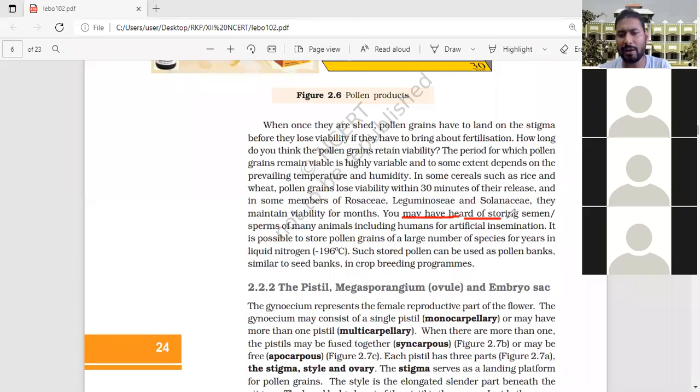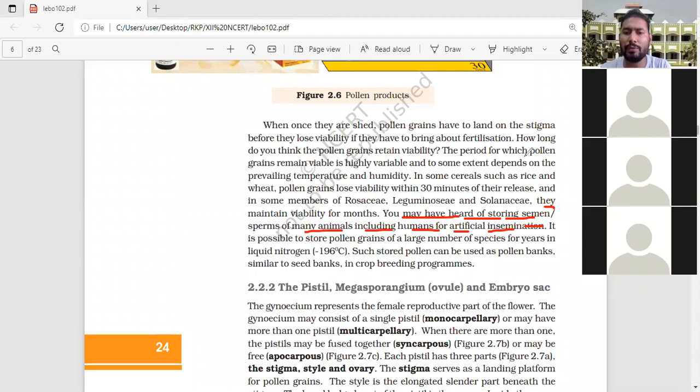You may have heard of storing semen or sperm of many animals, including humans, for artificial insemination. You have already seen in your rural areas, the doctors take a big nitrogen cylinder. In the nitrogen cylinder they put the sperm, and these sperms are used for artificial insemination. These sperms have very long viability because they are put into the nitrogen cylinder, and nitrogen acts as a cryopreservative. They can be preserved for a long time.